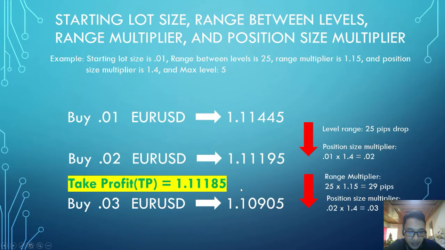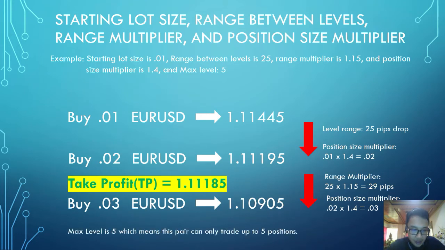But usually what happens is that the last trade is positive, the second trade is positive, and the first trade is negative. So if you sum it up, the total is always positive. The robot also has some losses, but it compensates the losses through cost averaging. And since we set the max level to 5, it will only trade up to 5 orders.